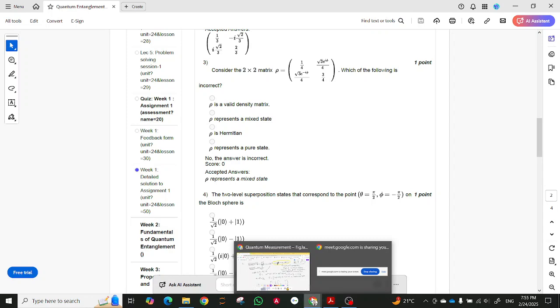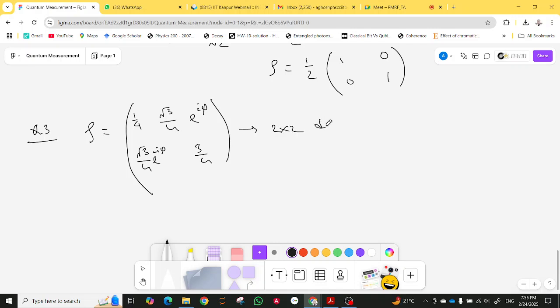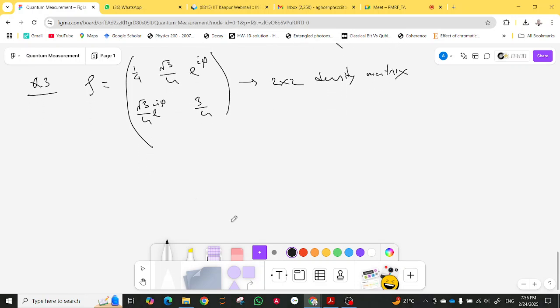So rho is given by 1 by 4, and this is root 3 by 4 e to the power i phi. Here you have root 3 by 4 e to the power minus i phi, and here is 3 by 4. This is your 2 cross 2 density matrix. Now let's check the properties of the density matrix step by step.